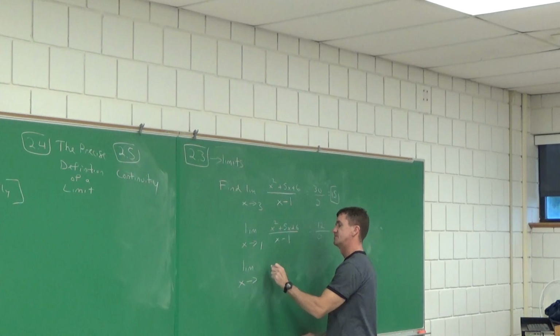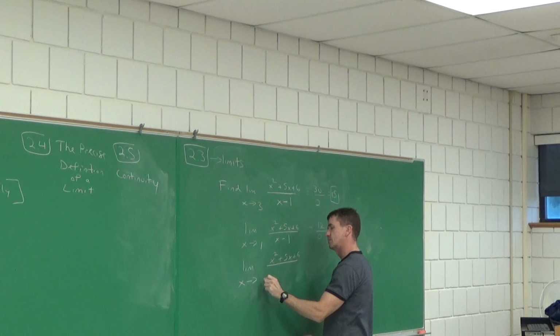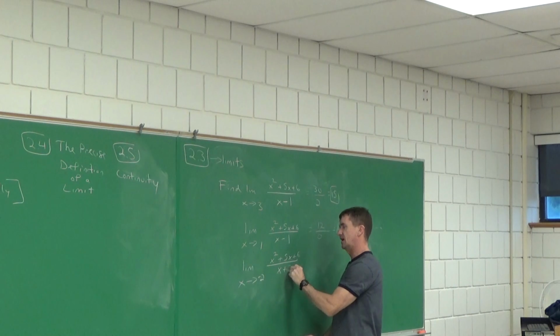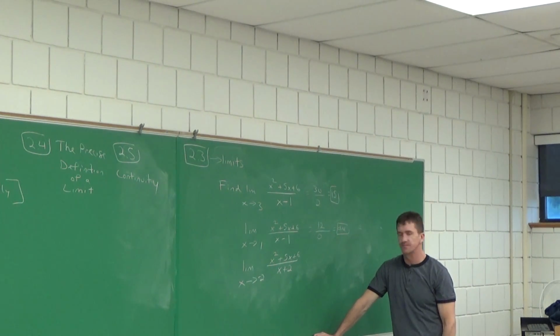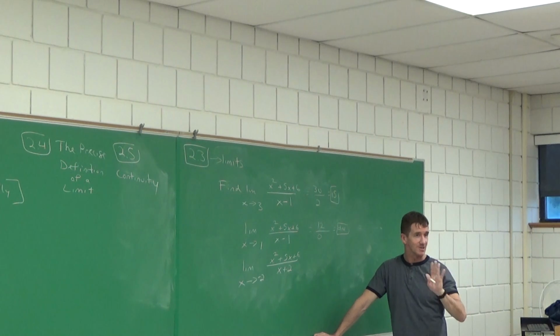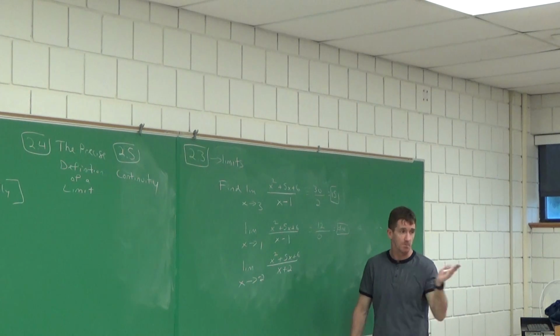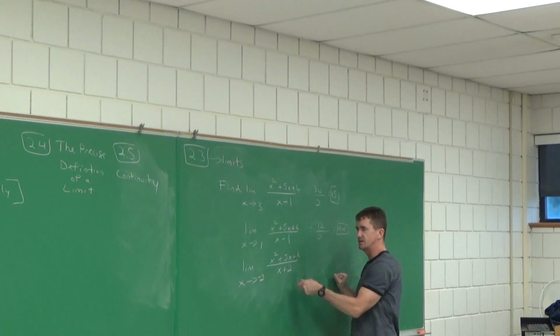X approaches, how about -2? But this time, I changed the denominator. All right, what do we do? Before you start manipulating, remember I always want you to try to plug it in. See what you get, because if you get 7 over 0, or 12 over 0, or a number, that tells you the answer. But let's just see, I plug in -2, I get what?